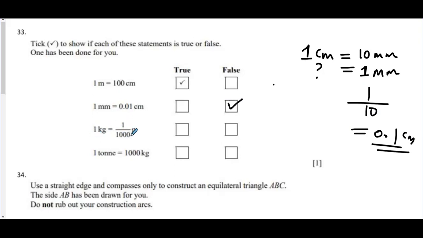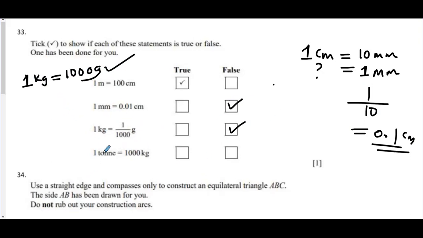1 kilogram equals this fraction, 1 over 1,000 grams. Is this correct? Let us try to see. 1 kilogram equals 1,000 grams. This is what we know. But here it is 1 kilogram equals 1 over 1,000. No, this is not correct. That is false. 1 kilogram equals 1,000 grams and not 1 over 1,000 grams.